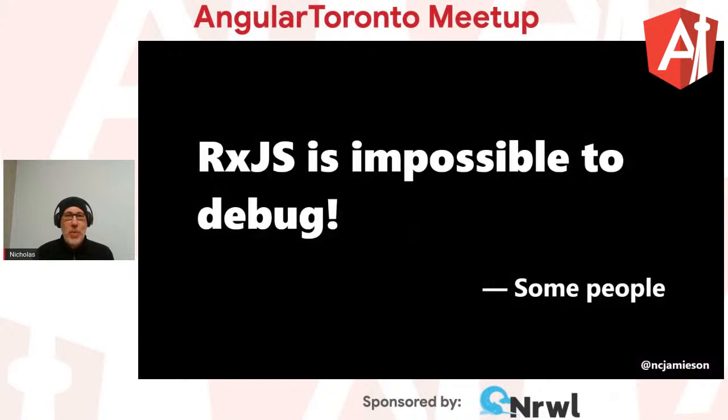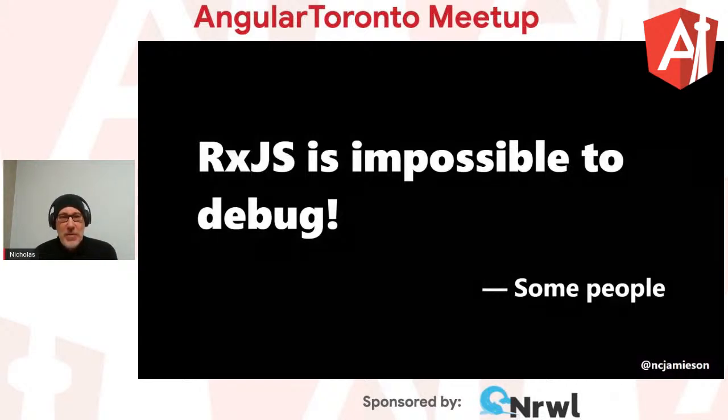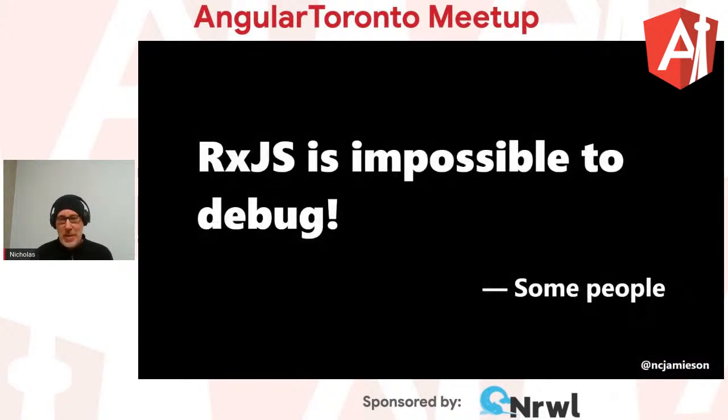So we'll start with a quote, and the quote is that some people have said that RxJS is impossible to debug. So only some people, everybody else just says that it's really hard to debug. I don't disagree with this. I would just qualify it. I would say that RxJS is really hard to debug with conventional debugging tools.